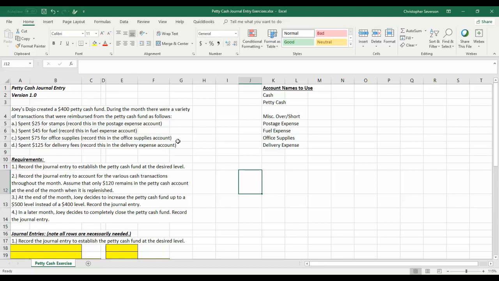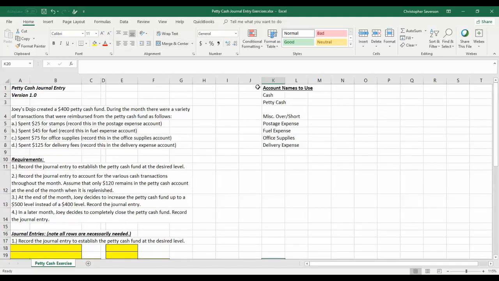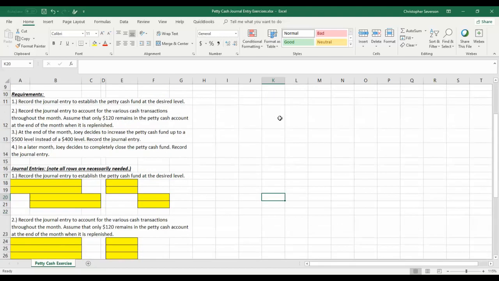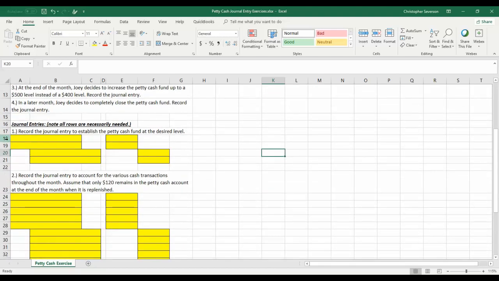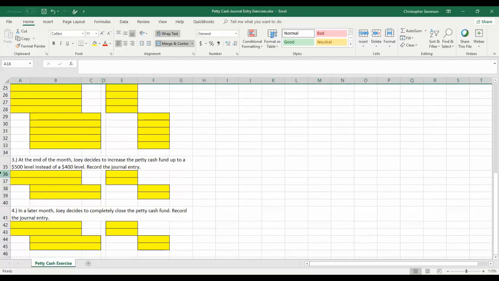So notice that with this particular template, if you go down to the pull-down menus for the accounts, you'll see the various account names that you need. You can also see them on the right-hand side of this particular template. And then, of course, you'll need the amounts. Now, notice that there are a variety of rows for each of the exercises. You're not necessarily going to need them all. It just depends on what that question is asking for.